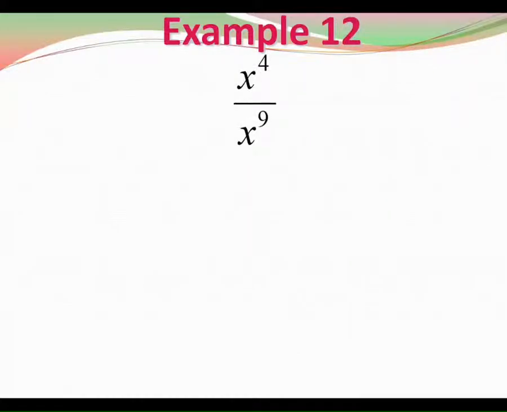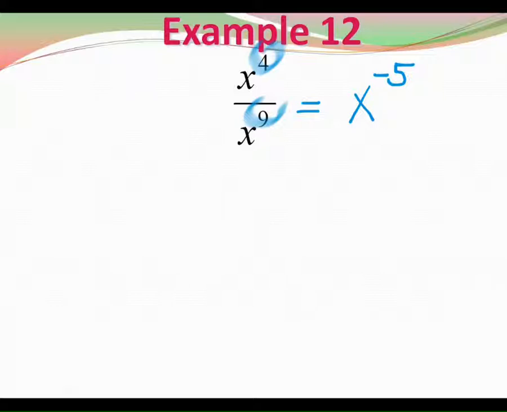All right, how about this? I have x to the 4th over x to the 9th. Means I have 4 x's being multiplied in the numerator, 9 x's being multiplied in the denominator. We still follow our same rule that whenever we have the same base, we're going to subtract those numbers. Right? And whenever you subtract them, you put that answer in the numerator. 4 minus 9 is negative 5.